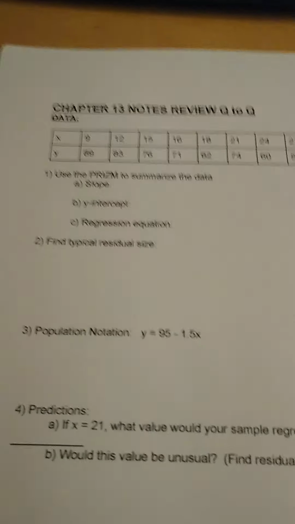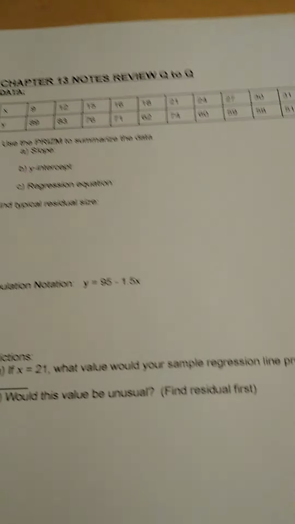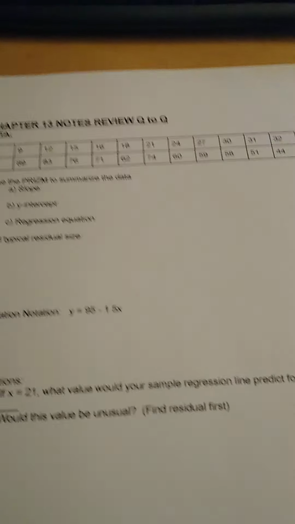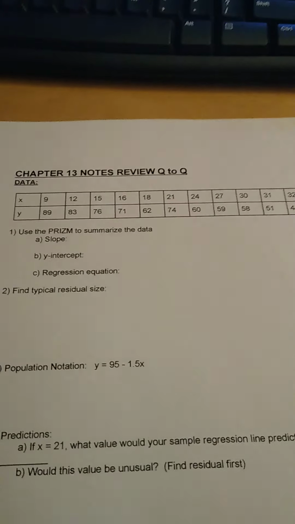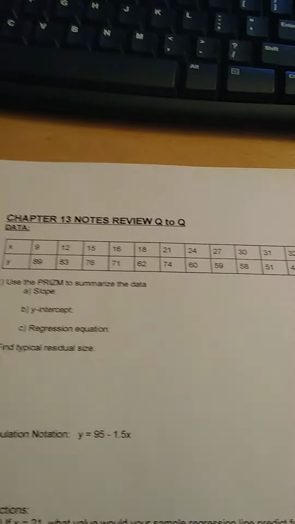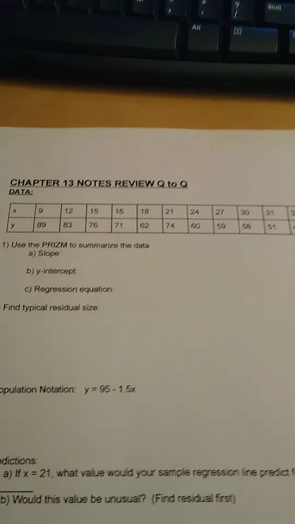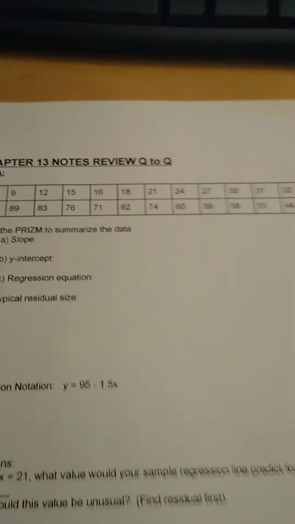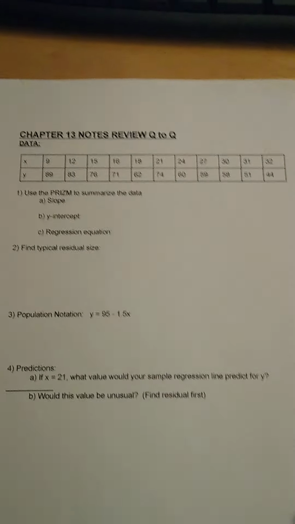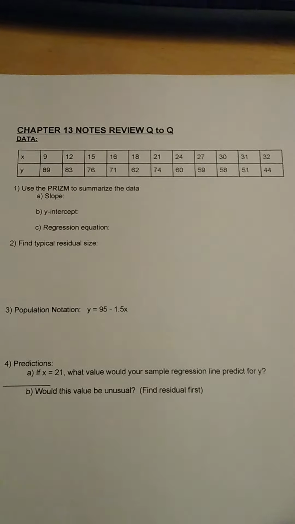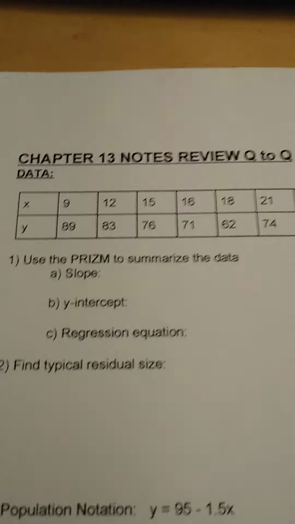We're going to start this week out just reviewing how to summarize Q to Q back from chapter 5. So this is a video just walking through a basic example. We have an XY chart with data values with no context here. If you want to pause it right now and take a look at this whole document, you can. We're going to start with just getting the summaries, slope, y-intercept, and the regression equation from the Prism.